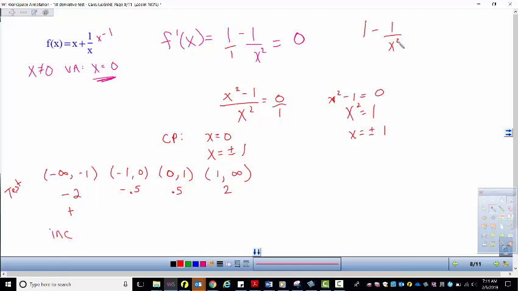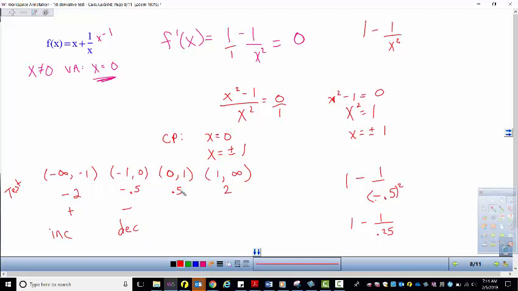And then I'm going to put in negative 0.5 for that one. So I'd have 1 minus 1 over negative 0.5 squared. So first of all, I know that's going to be positive, so it's going to be 1 minus 1 over positive 0.25. And that is going to be negative because this is 1/4. You can put it in your calculator, but I'm sure that's negative. So that's decreasing.